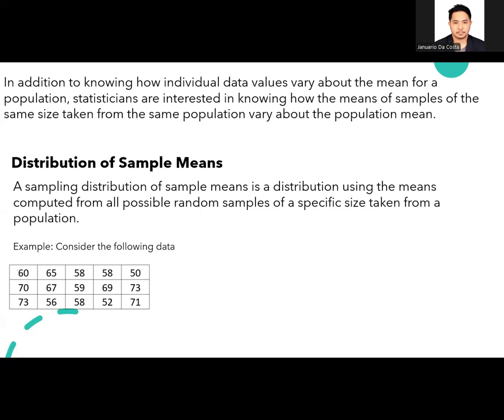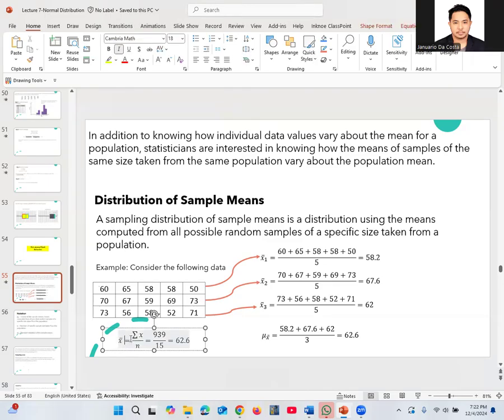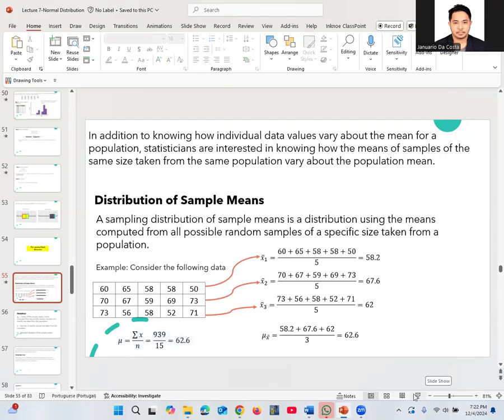Just imagine this is your total population, okay? Now, if I want to find the mean of the total population, then that means I take the sum of everything. Oh, sorry, this has to be mu. This is mu, not x bar. That's the sum of the population. Sum of all individual x divided by N.